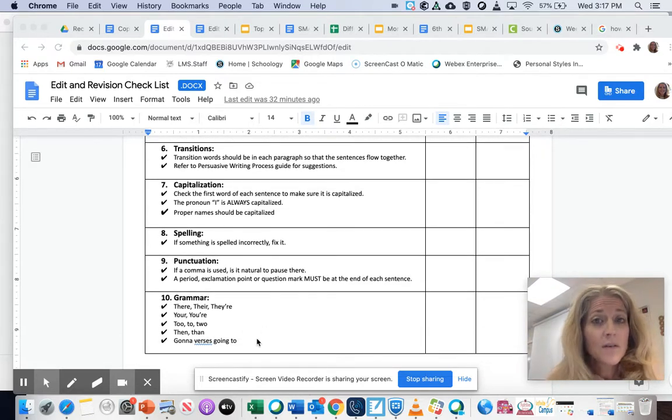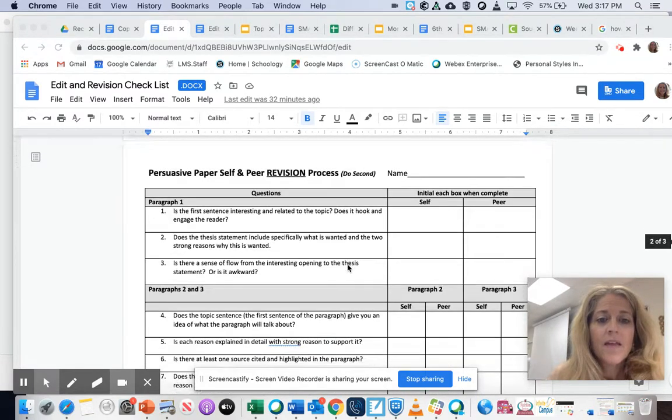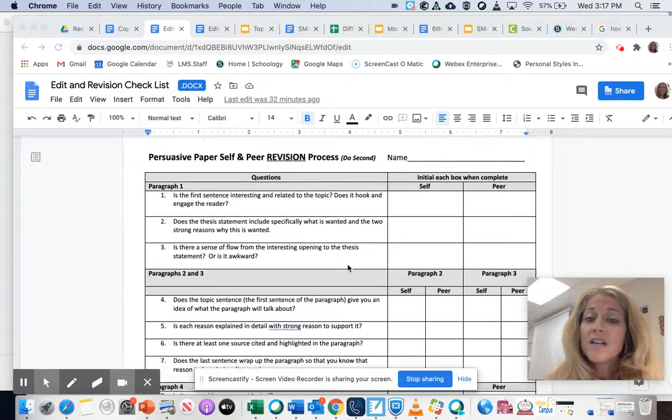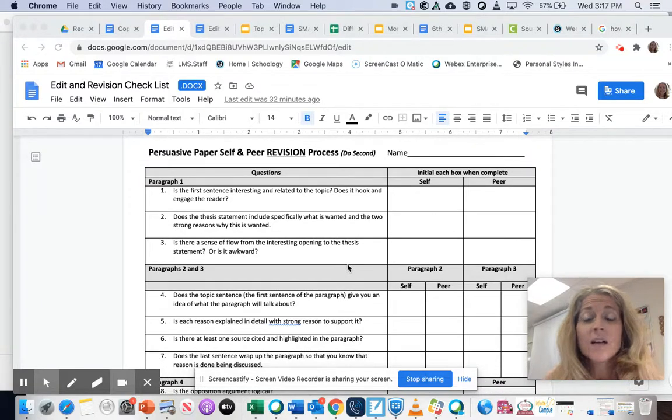Grammar: here are some common grammar mistakes. So there you go. Then revision, here we go. Editing is more the technical pieces. Revision has a bit more creativity to it. So is the first sentence interesting and related to the topic? Does it hook and engage the readers? We did these in class and it was fun to share what our hooks were. Thesis statement: now remember, topic, reason, and reason all in one sentence.